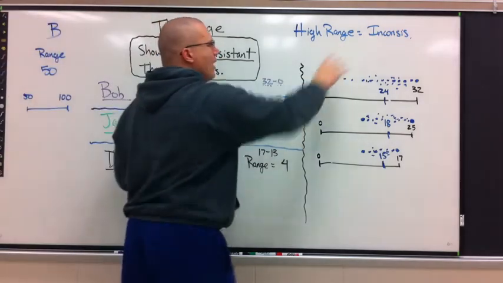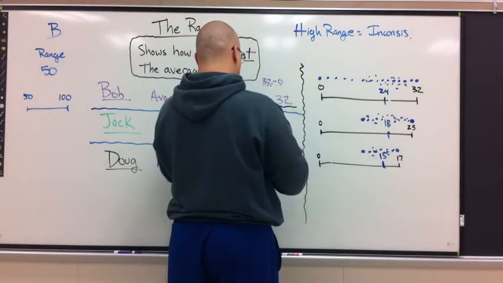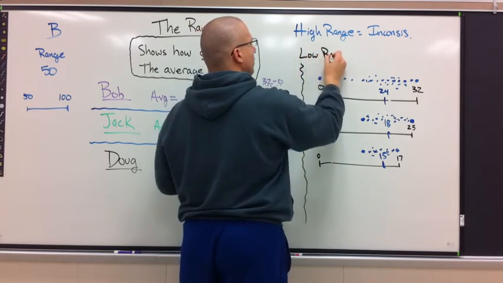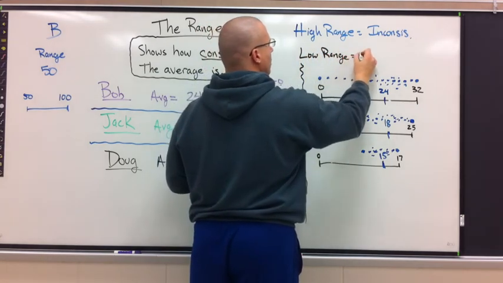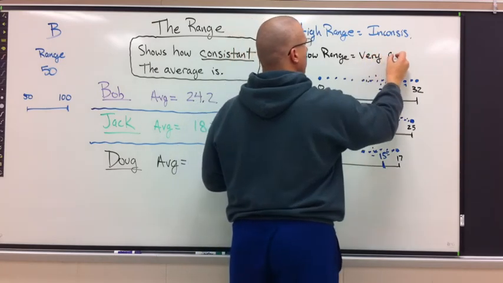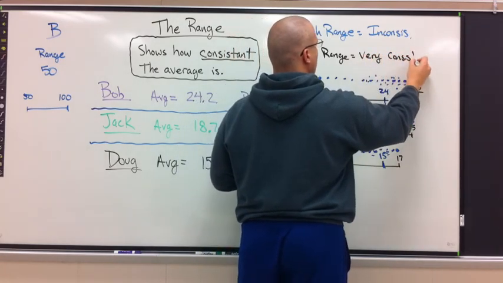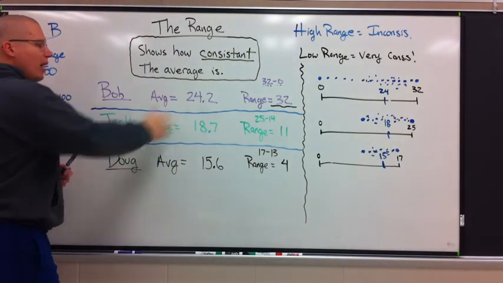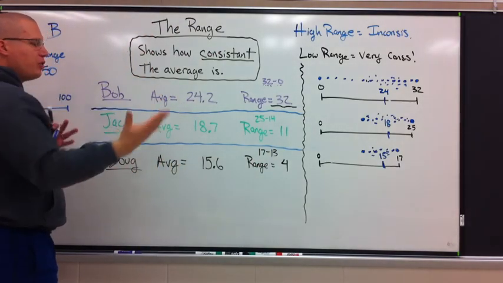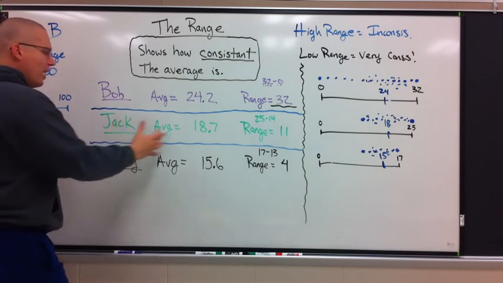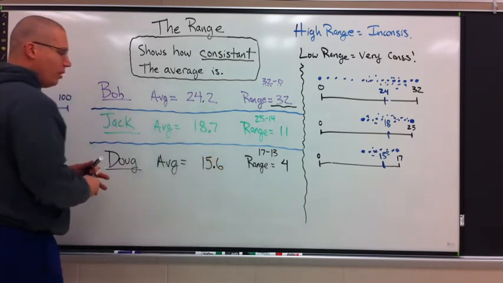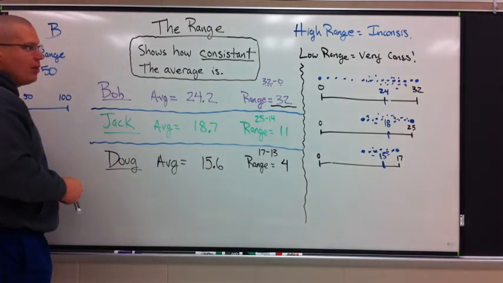High range, very inconsistent. Low range, very consistent. So you have to answer the question, who would you rather have on your team? Bob, the chance to score a lot or score none? Jack, somewhere in the middle? Or Doug, someone who's probably guaranteed to score close to 15? You have to decide.